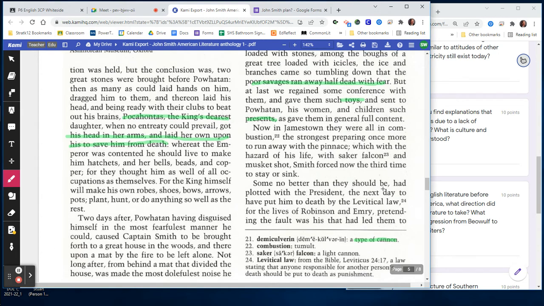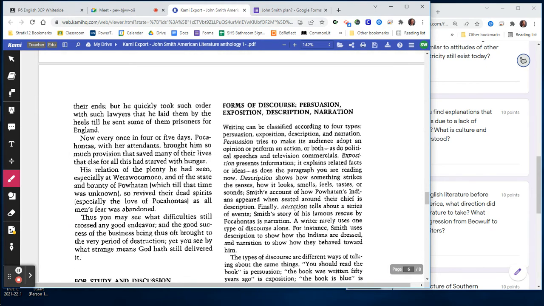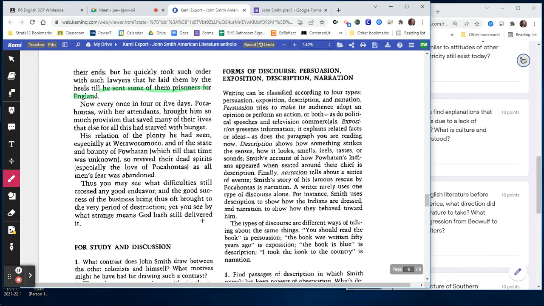Some, no better than they should be, had plotted with the president the next day to have him put to death by the Levitican law for the lives of Robinson and Emery, pretending the fault was his that led them. So apparently, when he gets back to the group, they blame him for the death of some of the soldiers, but he gets out of it. But he quickly took such order with such lawyers that he laid them by the heels till he sent some of them prisoners for England. So Smith won this little battle and sent them all off to England.